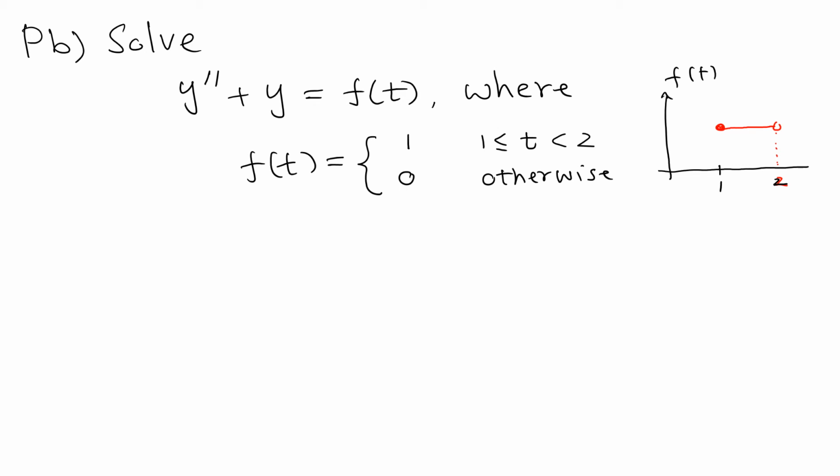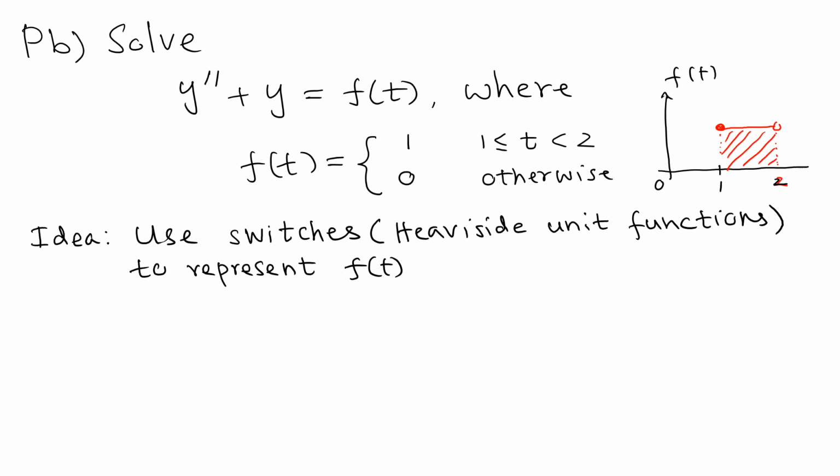So this is what you get. You switch on only in between 1 and 2. If you get a function like that, what we can do is use switches, or what we call the Heaviside functions, to represent the function. These are also sometimes called the Heaviside unit function. It's a very special function. This is how it looks.